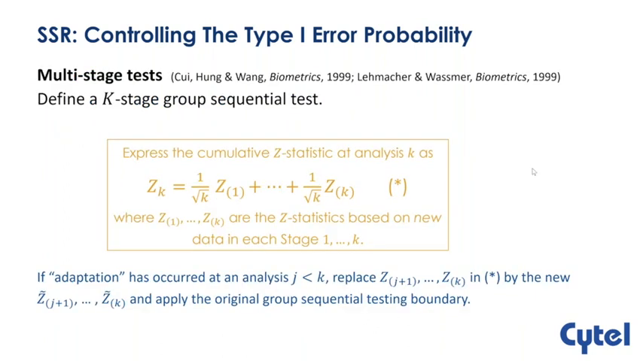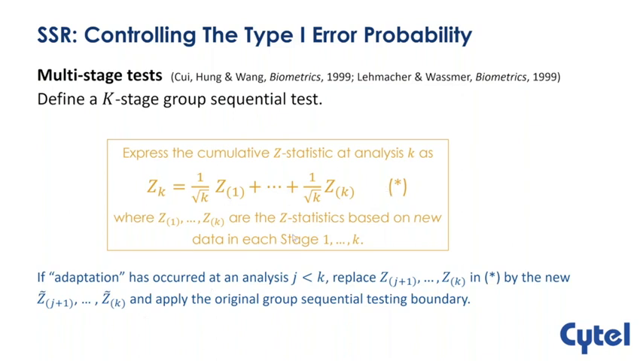And there's a multi-stage version of this. The Cui, Hung and Wang paper describes this, and Lehmacher and Wassmer described essentially the same design, even though the way these two are presented, they don't necessarily look to be the same at first sight. And what's happening here is that, again, we've got these stage-wise Z statistics, each one based on the new data arriving in a particular stage.